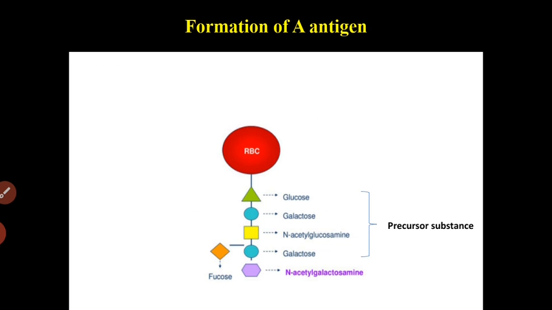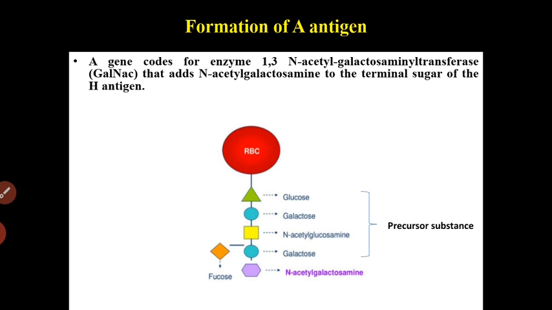Next, formation of A antigen. Now we know antigen H plays a very important role in the formation of A antigen as well as B antigen. In this picture, you can see fucose sugar is present as well as the sugar added by the enzyme coded by the A gene, 1,3-N-acetylgalactosaminyltransferase, to the terminal end, that is N-acetylgalactosamine. So both the sugars you can see over here, fucose as well as N-acetylgalactosamine. This is the picture of formation of A antigen.